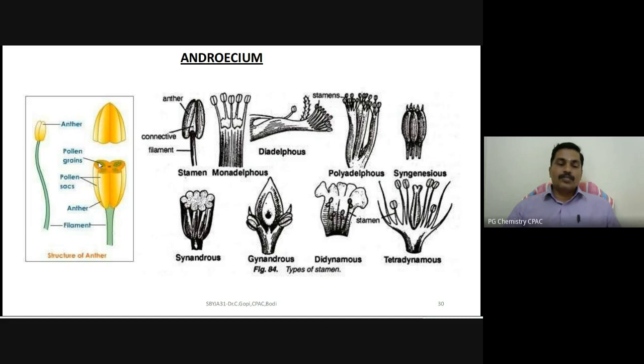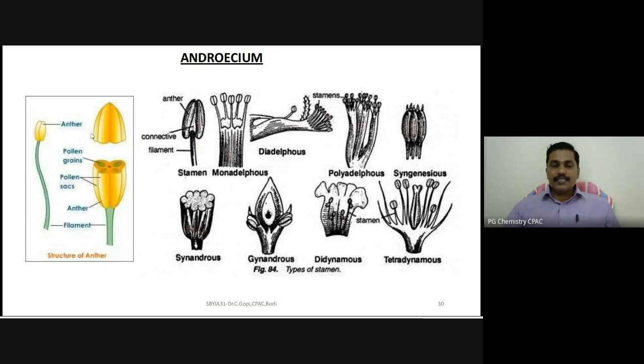Okay, so the male gamete arises or develops inside the sporangium of the anther. The sac is called the sporangium, that is, the pollen sac. The complete part is called the anther. The stalk which bears the anther is called the filament.